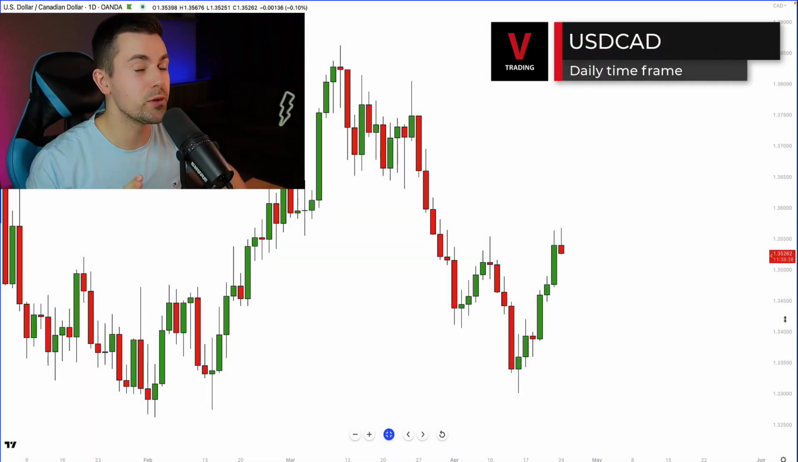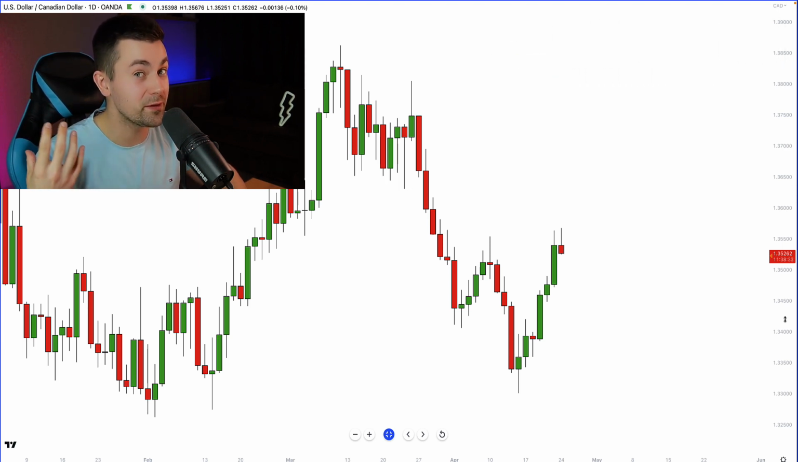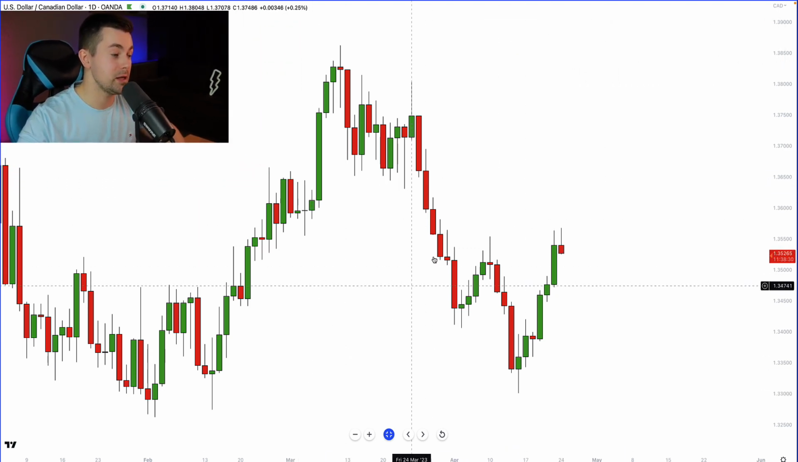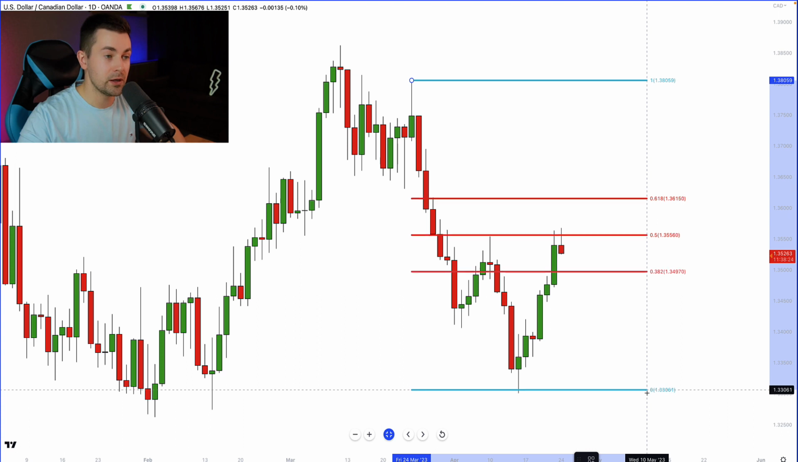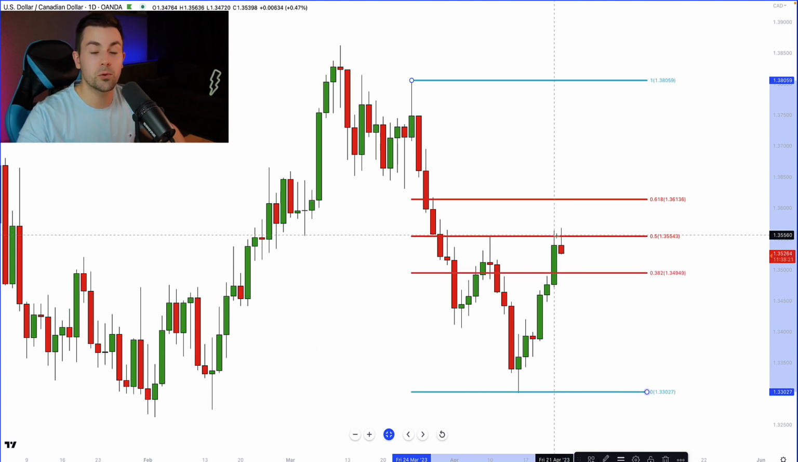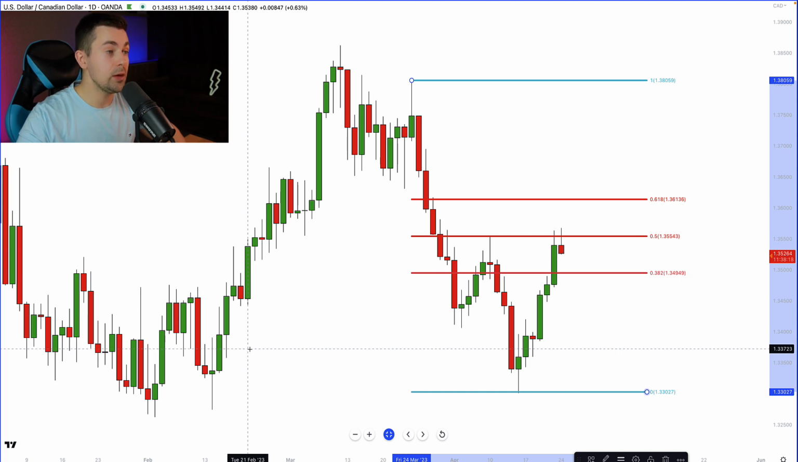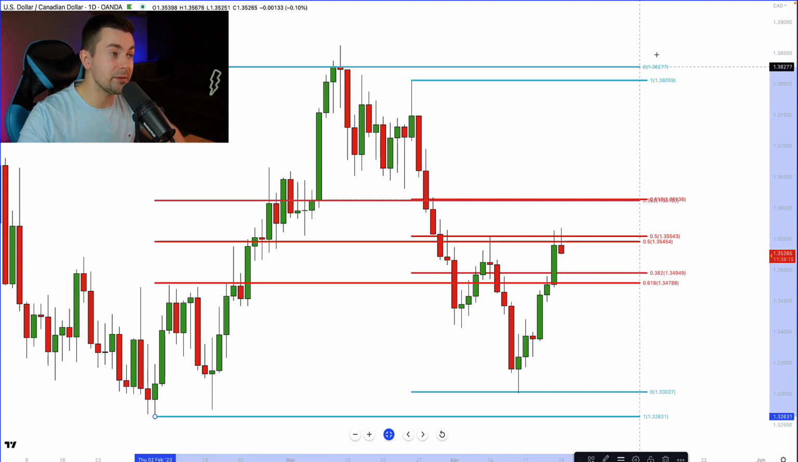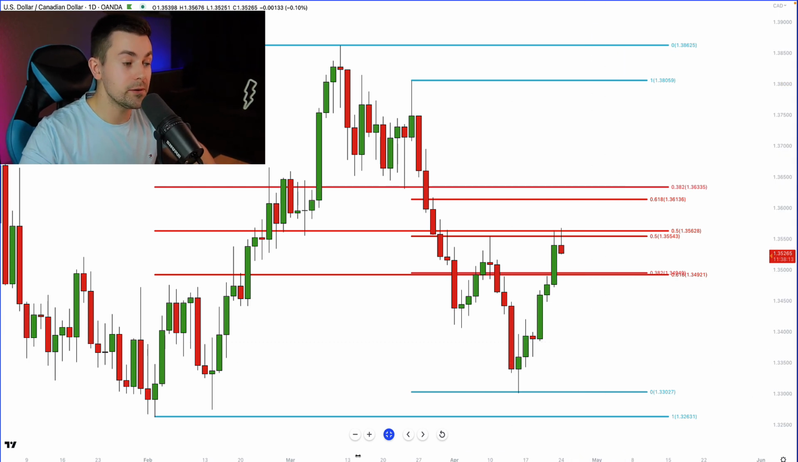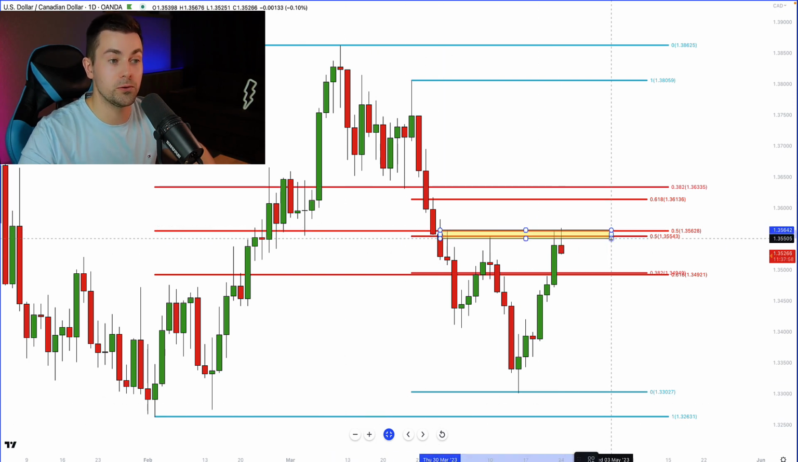I want to start our analysis with the dollar CAD pair. And here we are on a daily time frame, and I want to start with the Fibonacci analysis. Because if we take our last bearish impulse and draw the Fibonacci retracement, you can see that here the market is approaching the 50% retracement. And if we compare that with that major bearish impulse, you can see that over here we have a very nice Fibonacci confluence, the confluence of 50% levels. And moreover, that confluence matches perfectly with the horizontal structure here on the left.